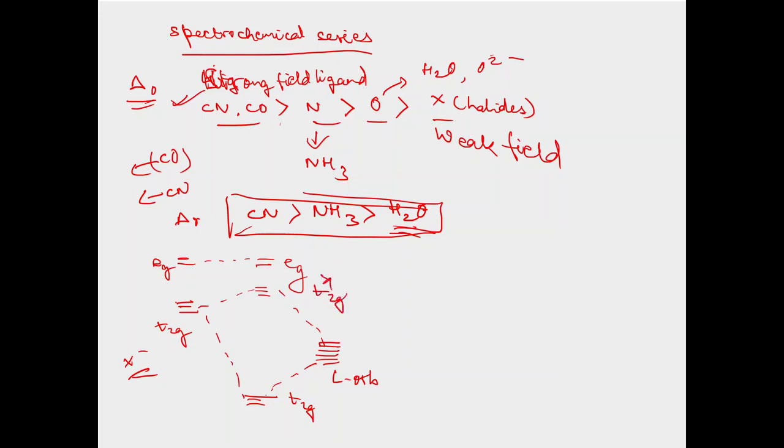Now, as T2G star is lying closer in energy to the metal T2G orbital, this will be highly metal based and this will be the new HOMO, and the energy difference between T2G and EG will be this. Whereas for complexes in which there is only sigma type of interaction, the delta O value is this much.